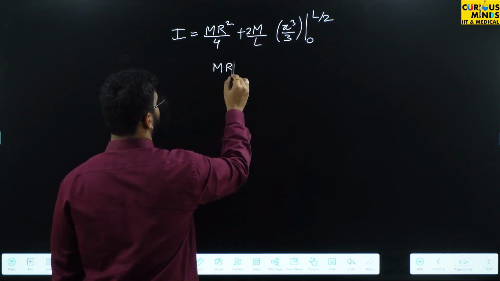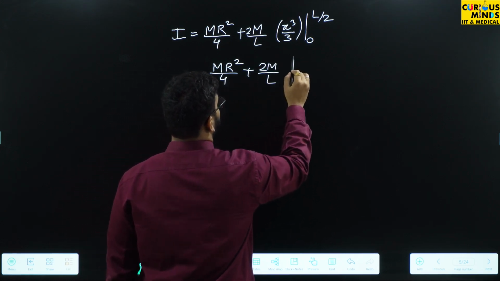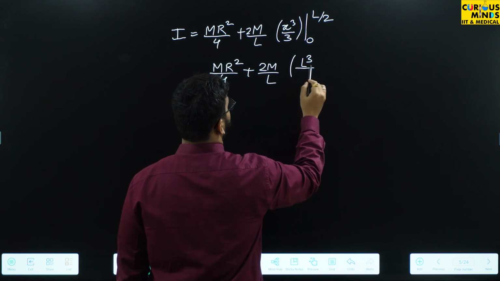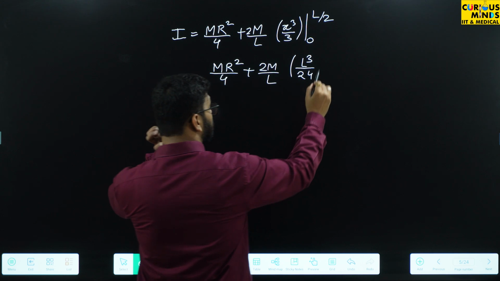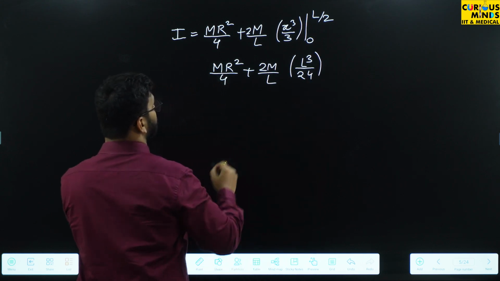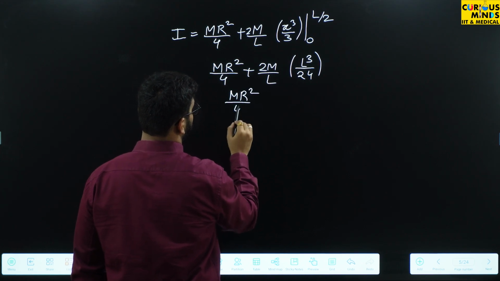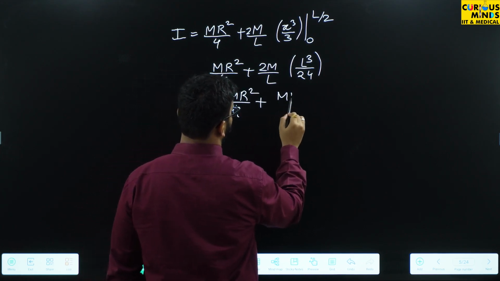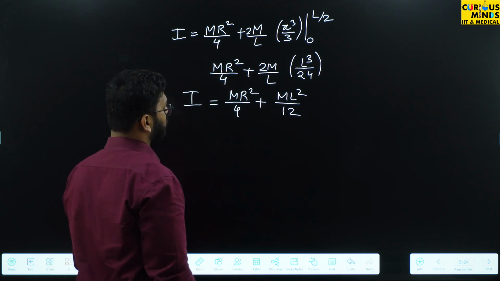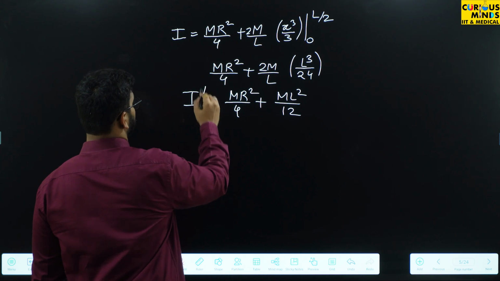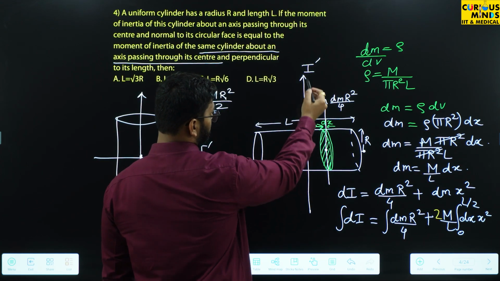So this is mr square by 4 plus 2m by L. This is L cube by 24, because 2 to the power 3 is 8, 8 3s are 24, so L cube by 24 minus 0. So now this will be mr square by 4 plus mL square by 12. This is the moment of inertia. That is I dash. This is I dash.